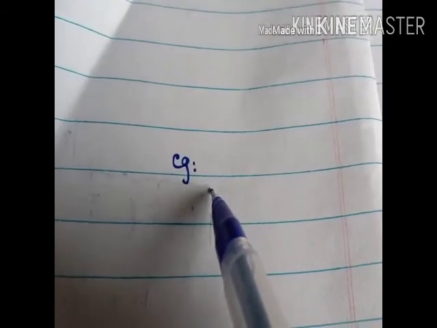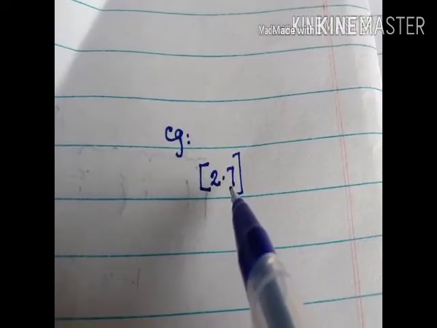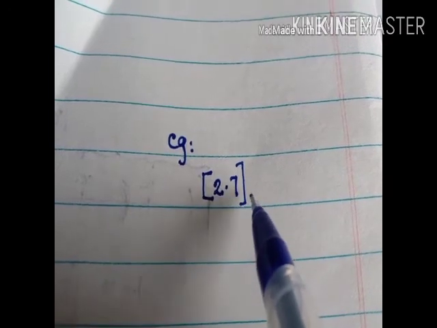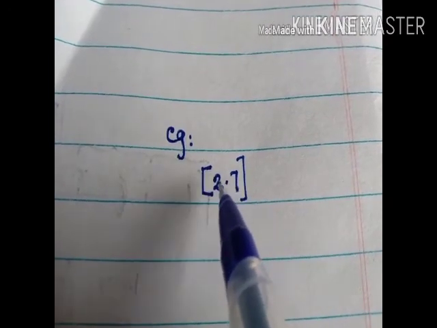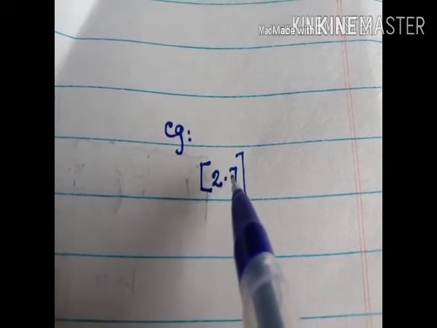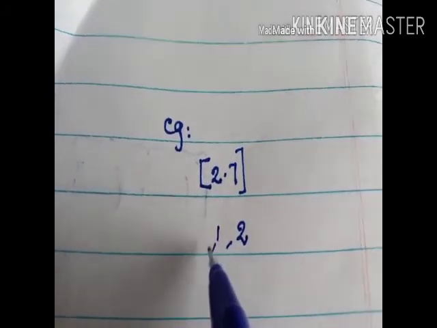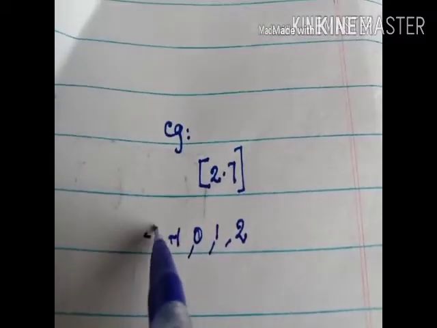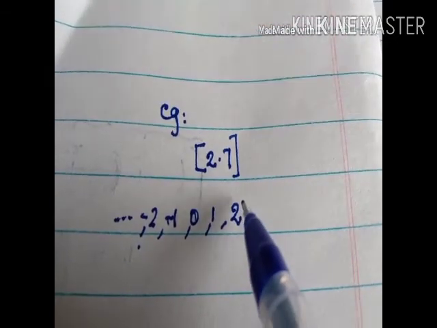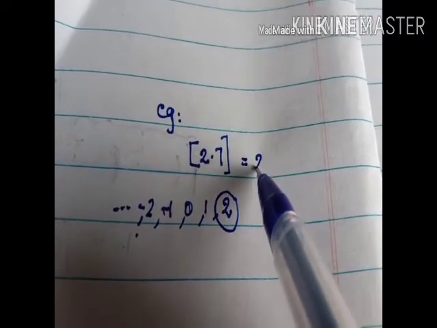Another example, greatest integer function of 2.7. So you have to write down the integers less than or equal to 2.7. 2.7 is not an integer, so we have to write down the integers less than 2.7. What are the integers less than 2.7? It is 2, 1, 0, -1, -2, etc. Out of these integers, which is the greatest integer? That is 2. So greatest integer function of 2.7 is 2.